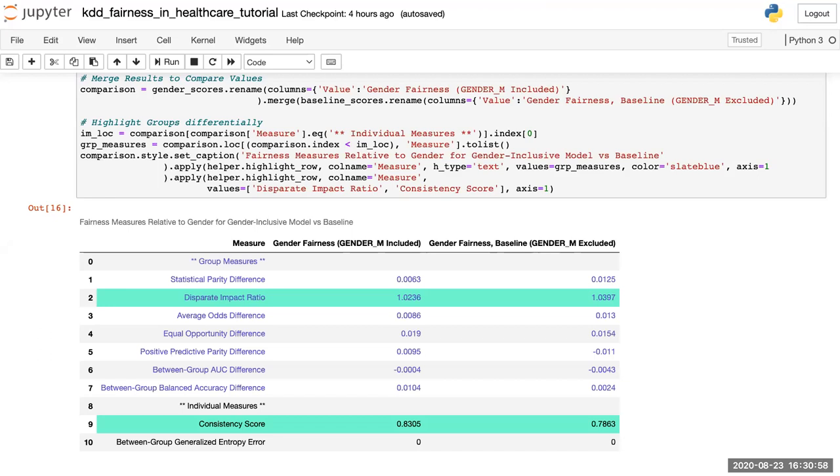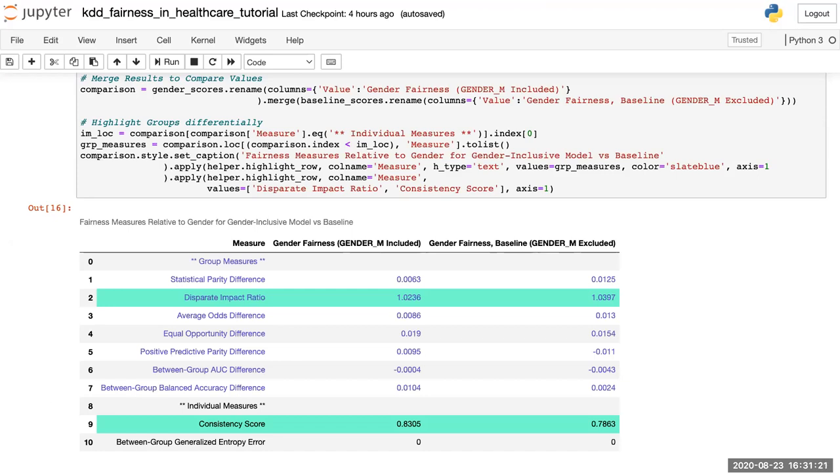Let's first look at the group measures, which are emphasized in blue. The differences between the two models are quite small. By some measures, the gender included model is slightly more fair. By other measures, the baseline is slightly more fair. And again, I mean relative to the gender attribute.